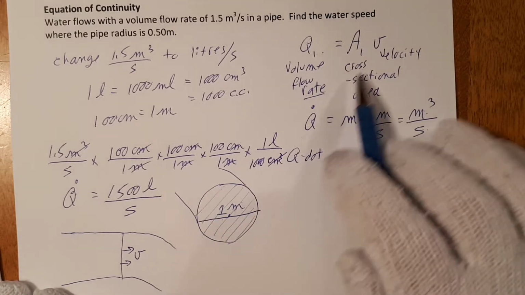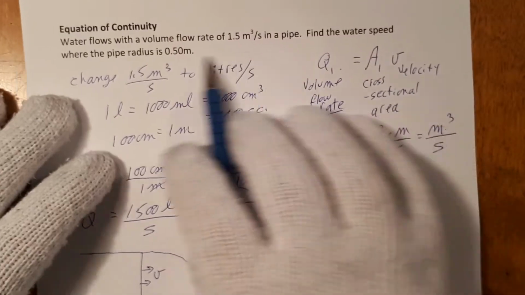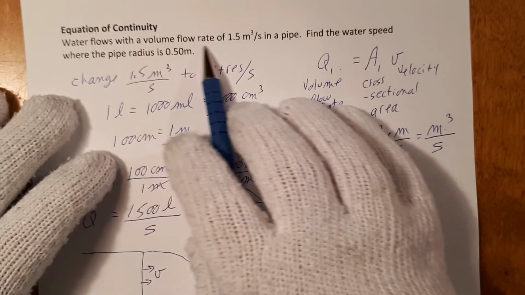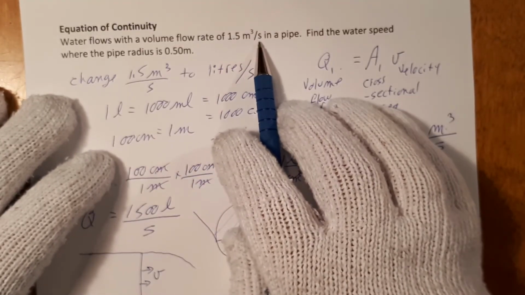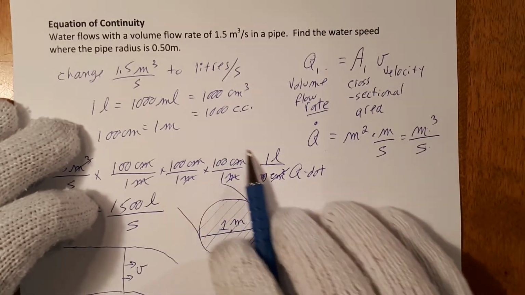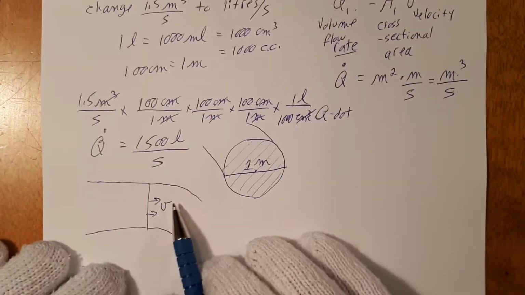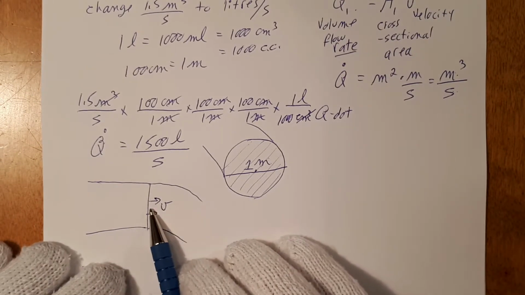Having said all of this, now let's put this to use to solve this problem. Water flows with a volume flow rate of 1.5 cubic meters per second in a pipe. Now we have an understanding of how large a volume that is. And find the water speed. We want to find its velocity here, leaving the pipe.